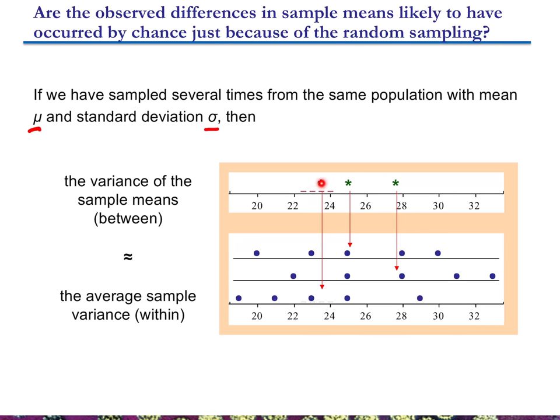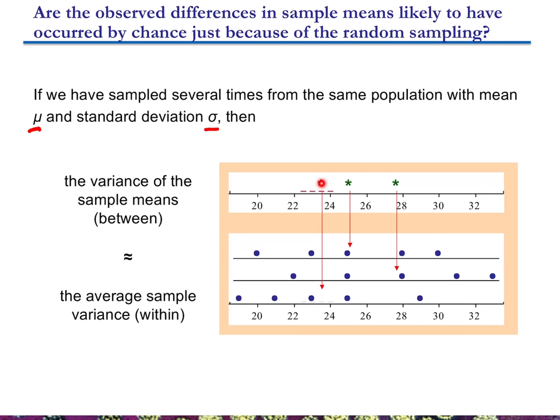Now, what ANOVA is really doing is comparing 2 different sources of variation to one another. It's looking at the ratio of variation from 2 different sources. It's looking at the ratio of variance between sample means to the variance within sample means. So between sample variance to within sample variance. That's what's going on here.